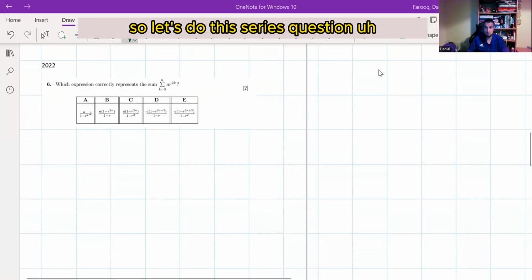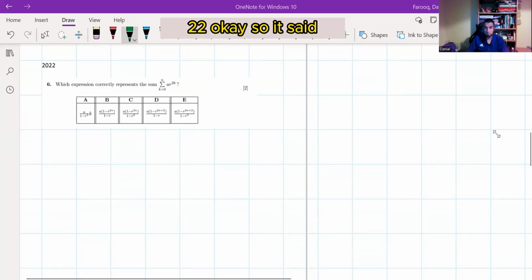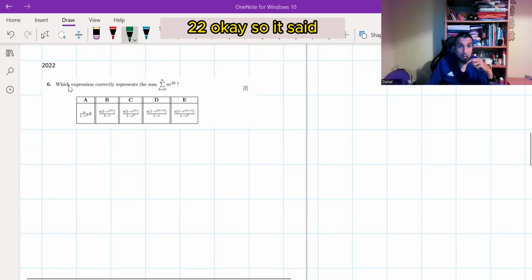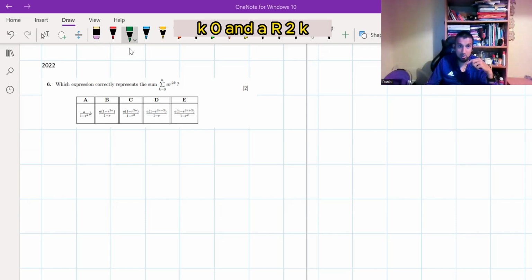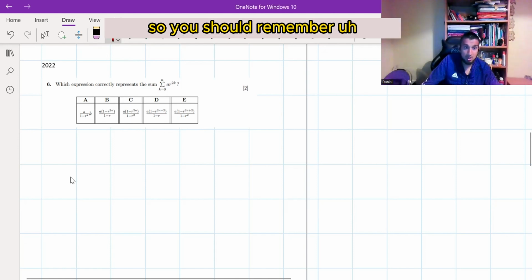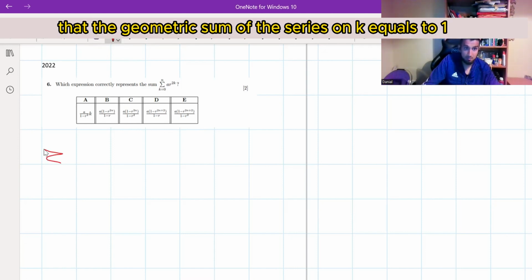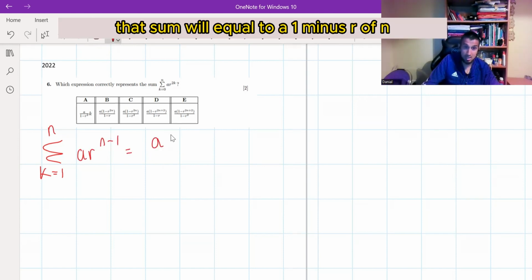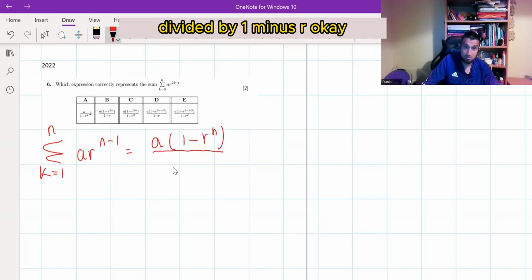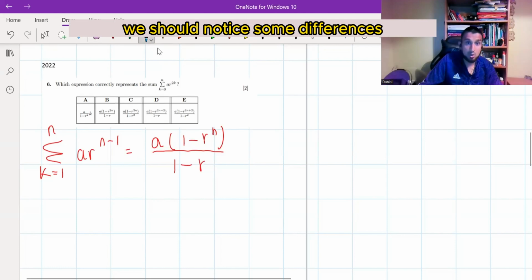So let's do this series question 22, okay? It says, which expression correctly represents this sum, the sum from k equals 0 to n of ar^(2k)? You should remember that the geometric sum of a series from k equals 1 to n of ar^(n minus 1) will equal a(1 minus r^n) divided by 1 minus r, okay? We should notice some differences.